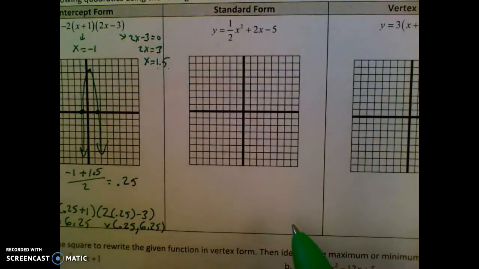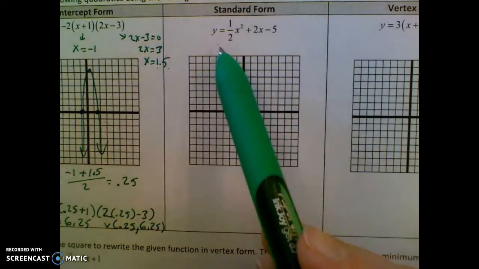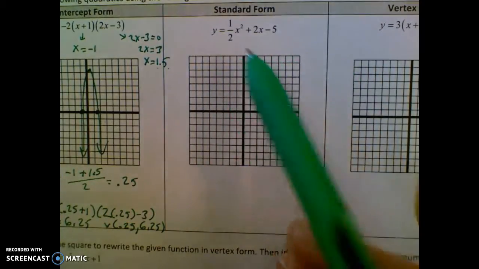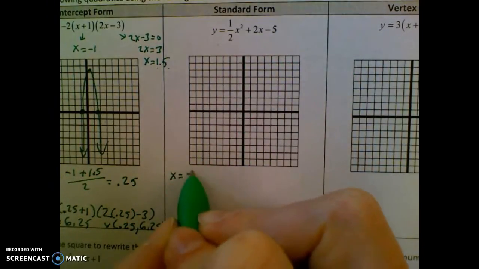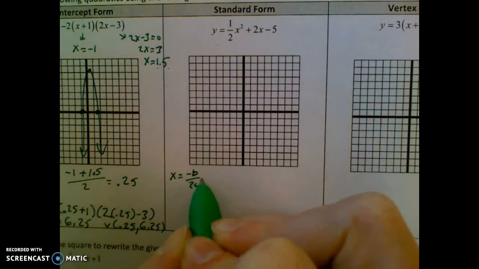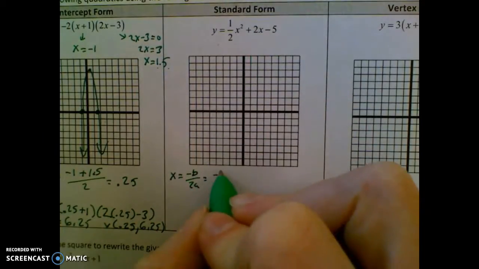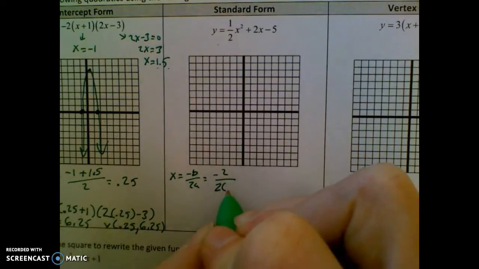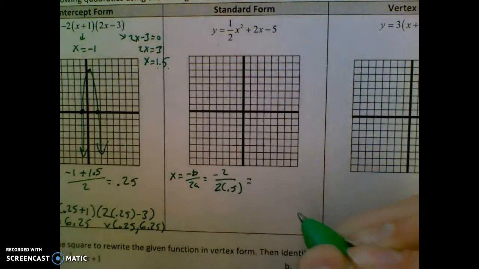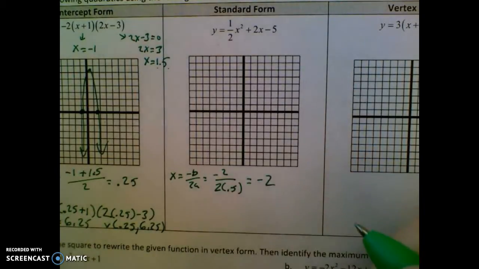This next one is in standard form, so we do have to do a little bit more work to get it graphable. I need to find my vertex first. So to find your vertex, you're going to do x equals -b over 2a. So -2 over 2 times a half, I'm just going to put 0.5. So that's going to give me -2. So that's my x value.